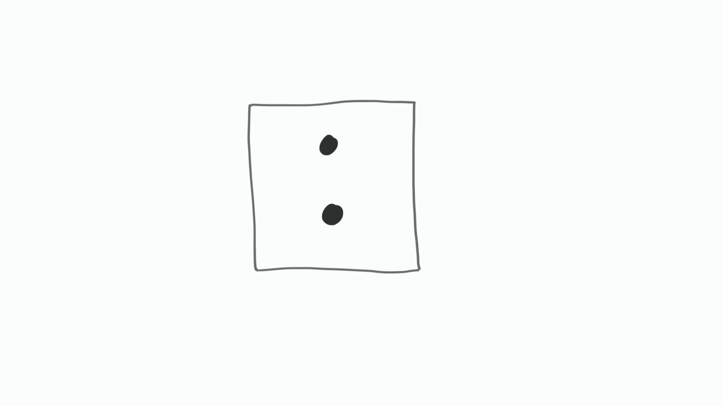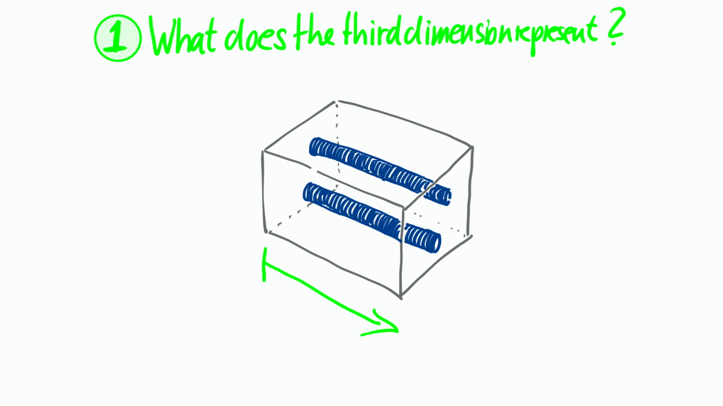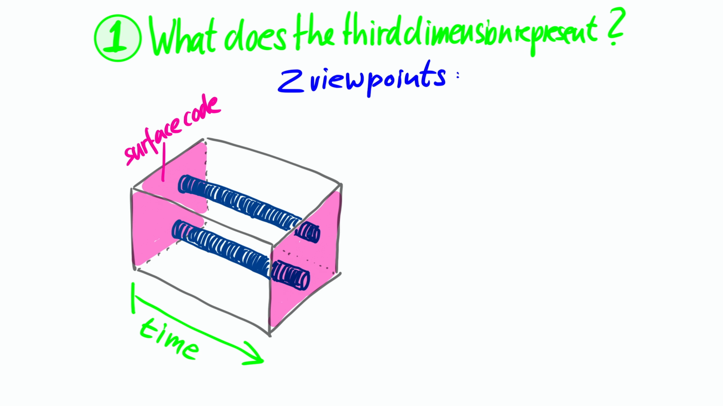For topological quantum gates, the holes are all that matters. First, in a pair of holes we can encode a qubit, but our setting is not just the plane, there is a third dimension. Our first question is, what does this third dimension represent? There are two viewpoints on this. First, with respect to the surface code, it is the time axis. The surface code is propagating in time.